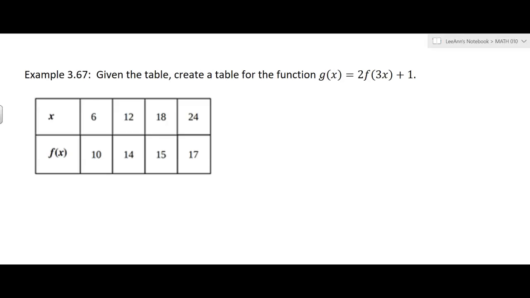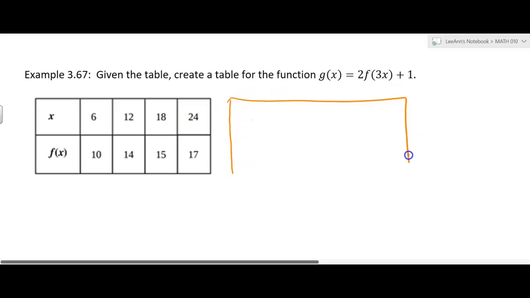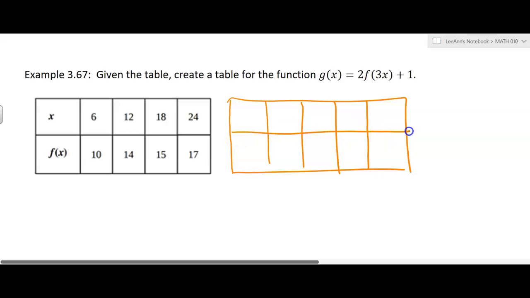So we're going to make a table here. They give us a table, and then we're going to do this transformation. So we're going to have 1, 2, 3, 4. We've been making a lot of tables here. We're going to have x, and we're going to have g of x on our table. The first thing we have to look at are those inputs. So what are we going to be putting in for x?